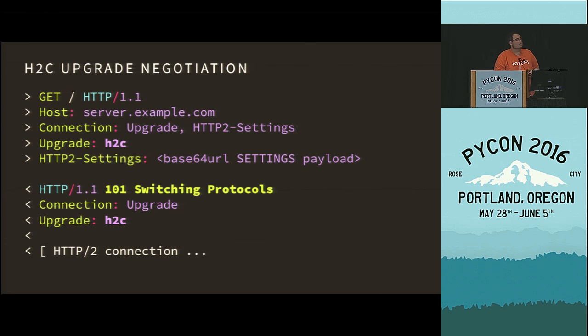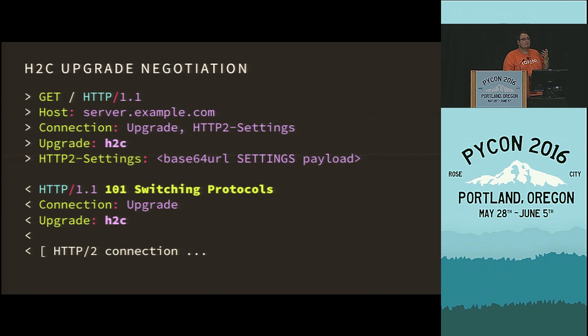Now, because it is binary, I'm going to show you the H2C plain text upgrade so you get an idea of what this looks like. So we do a simple GET request. We say upgrade H2C, send HTTP 2 settings, which is actually part of the HTTP 2 protocol. And then as you see as a response, if we do support HTTP 2, then we'll send a 101 switching protocols. If you don't support it, you just send the response to the GET request, right?